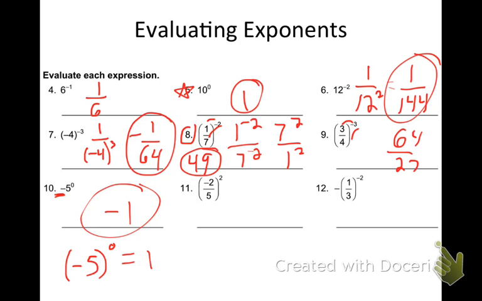11. Allie, what'd you get for 11? 4 over 25. Nice job. And number 12. Oh, let's go. Drew, what do you got? 9 over 1. How about -9? Because isn't there a negative out front there, Joe? Or Drew? Yeah. So that negative gives me a -9, or a -9 over 1, which is -9 still. Good work.